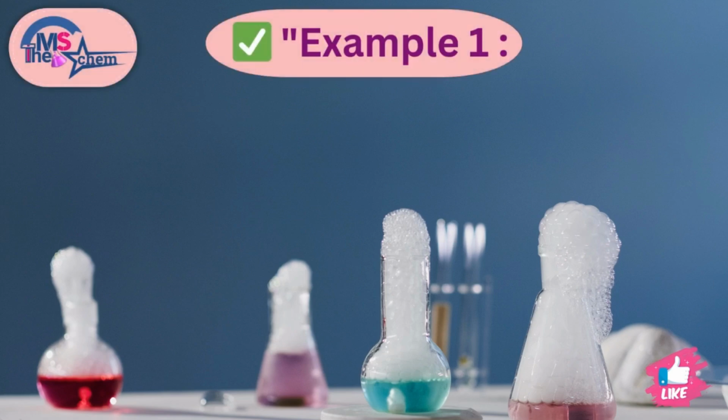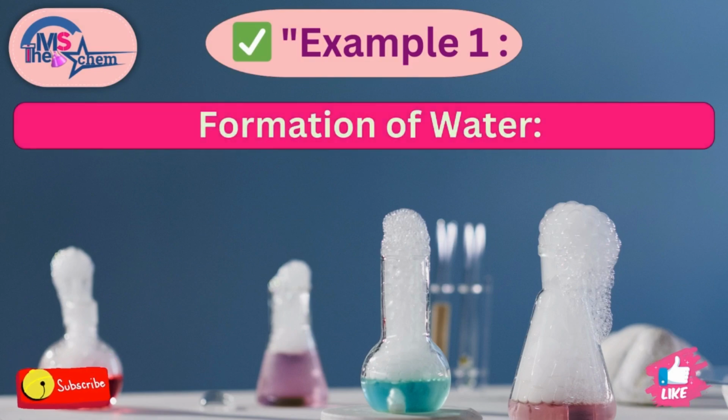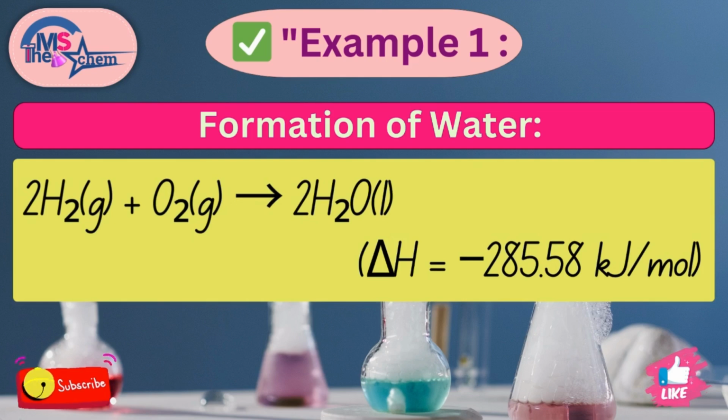And now here is an example from chemical reactions, and it is the formation of water. Here you can see that the formation of water from the elements hydrogen and oxygen gives water, and it releases 285.58 kJ per mole of energy. So ΔH has a negative sign because energy is released from the reaction mixture.